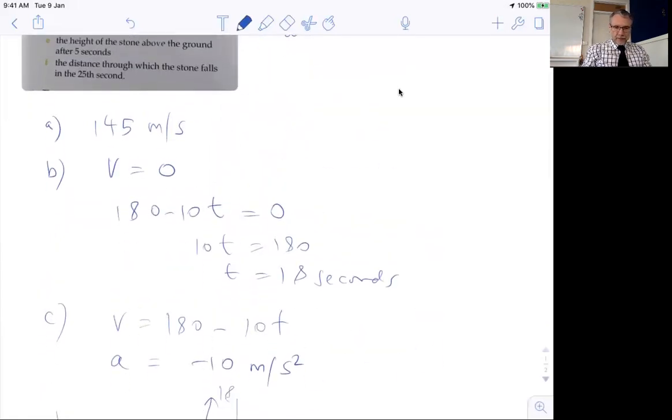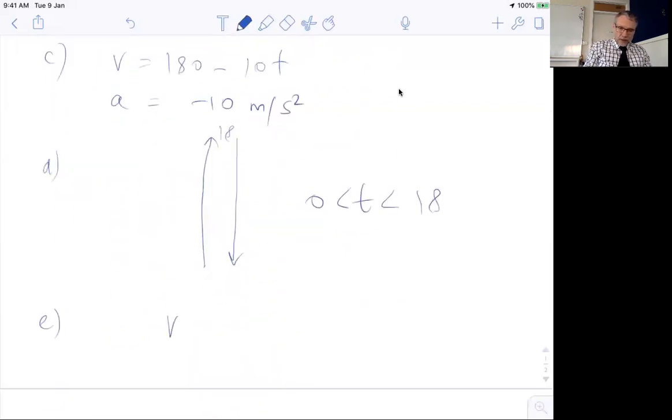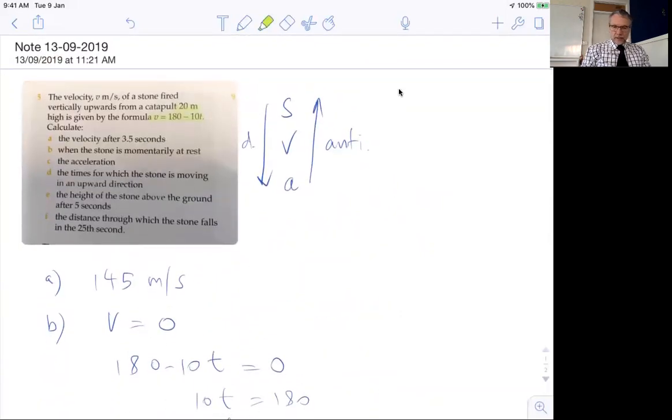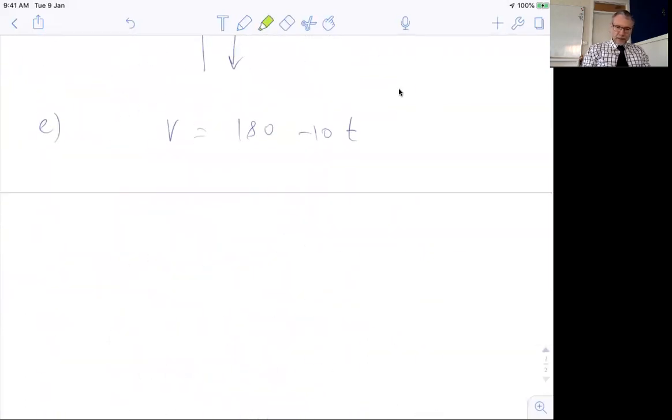E, the height of the stone above the ground after 5 seconds. We've got a velocity statement again, which is 180 minus 10t. Looking back, we have velocity and we need to get to S, so we're anti-differentiating. Therefore S is the anti-derivative of that: 180t minus 10t squared over 2 plus C. The C we need to work out. We'll tidy this up though. That's minus 5t squared plus C.